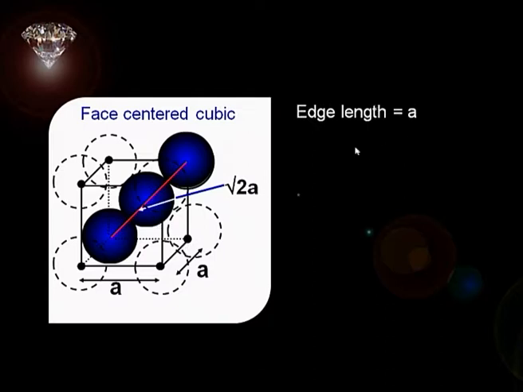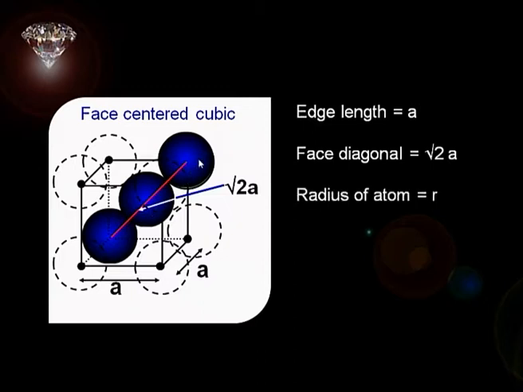Now, as before, our edge length is A and the face diagonal is root 2 A, because this is my A here, and so is this. So, this will be root 2 A by simple Pythagoras theorem, and if the radius of an atom is r, we can very comfortably see here that 4r is equal to root 2 A. That means the radius is equal to root 2 A by 4, which is A by 2 root 2.